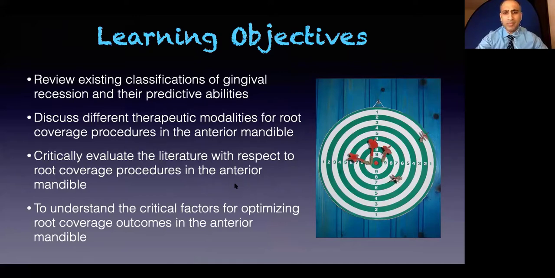Of course, a lot of what I'm going to speak to you on is about my evolution as a clinician and my experience as a periodontist. But of course, everything that I do is shaped by the evidence and guided by the literature. And last but not least, we're going to talk about what are the factors for optimizing root coverage outcomes in the anterior mandible.